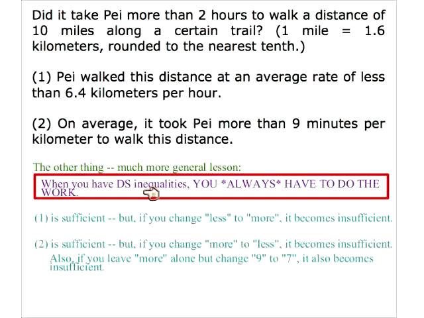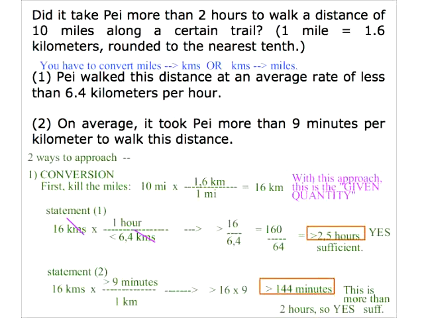Let's see. Someone typed, how should I answer the question? Not sure what you mean. If you mean what was the letter answer to this question, then the letter answer was D, because they're both sufficient. So that means that it's D, if that's what you're asking.